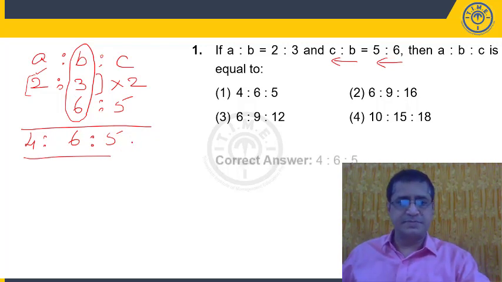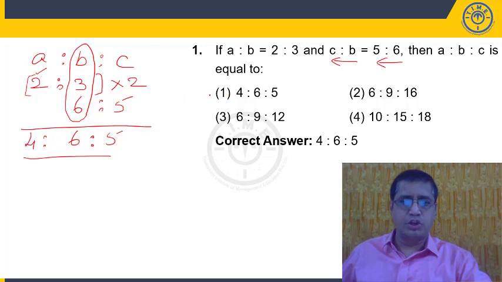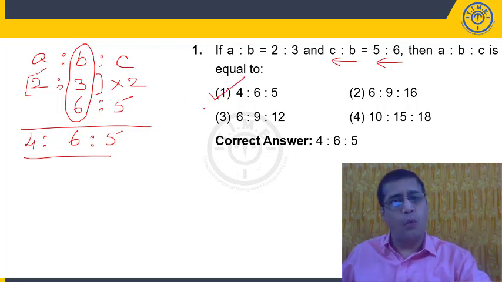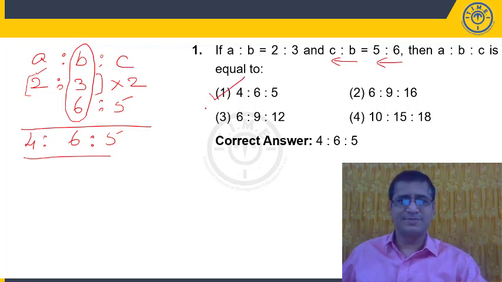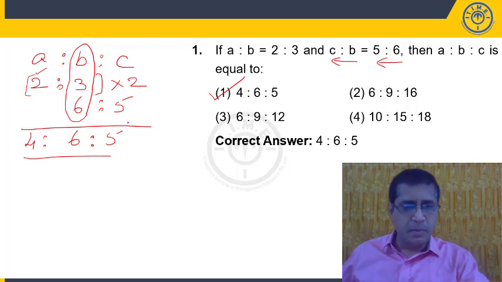What is the correct answer? The right choice is option 1. By making the values of the common element the same in both the ratios, we can find the combined ratio. Now, 4 is to 6 is to 5 is the ratio. Please note the solution and mark the right choice. Shall we move to the next example?